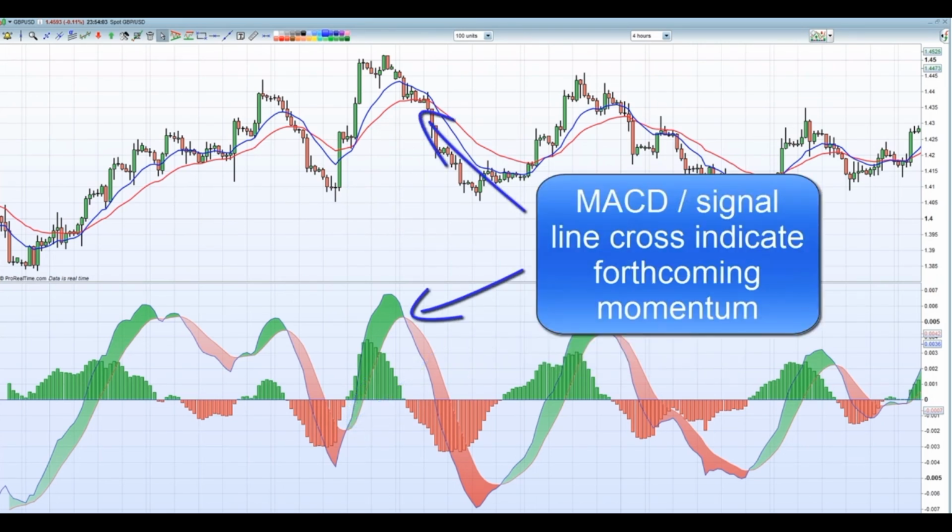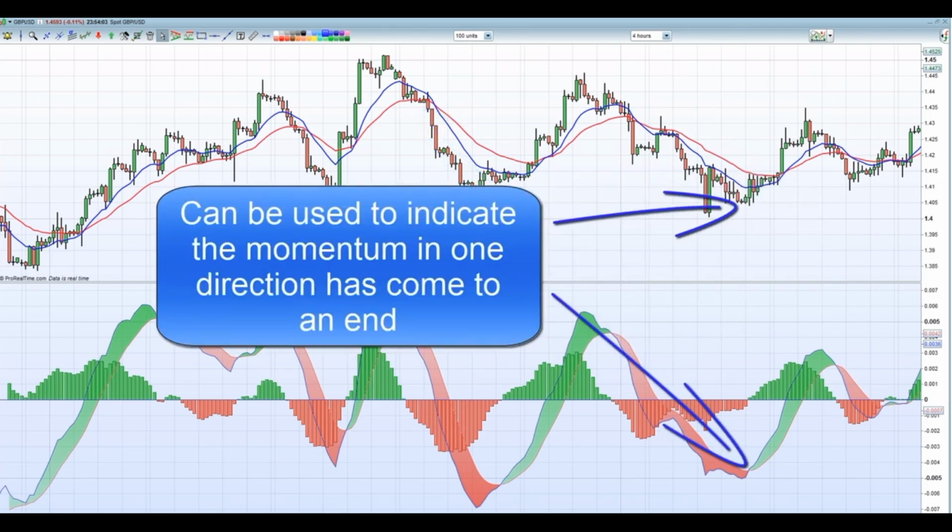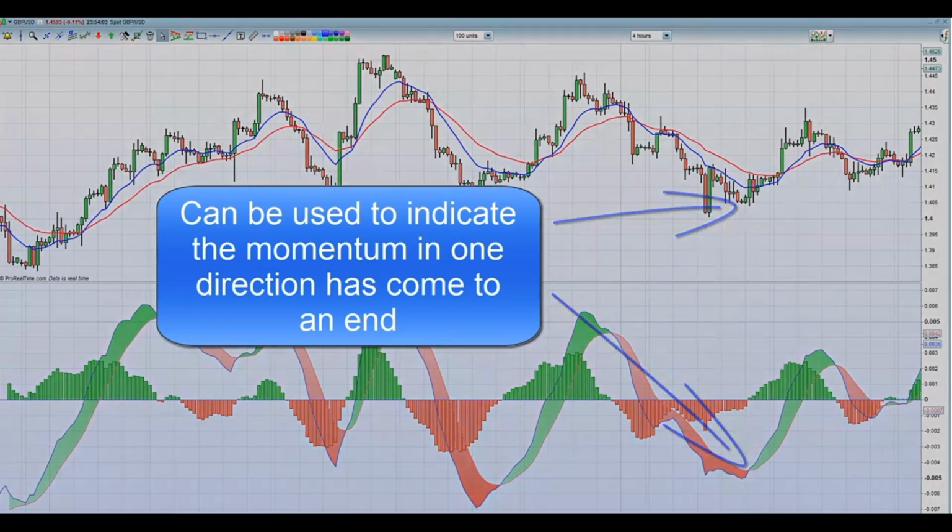You can see how these crosses often match up with market moves. Traders also use the MACD crosses to indicate when momentum is coming out of the market, and may use it as a signal to exit a trade.